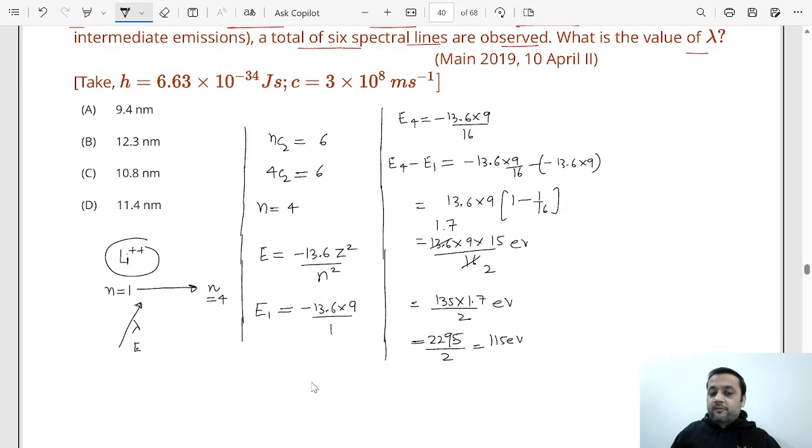And now you remember that formula. If you have to find the wavelength, 1242 upon the energy in electron volt will give you the value of lambda. If you do this calculation, 1242 upon 115 will be very close to 11. That means option C. In fact, it will be slightly less than 11. So option C is the correct answer for this question.